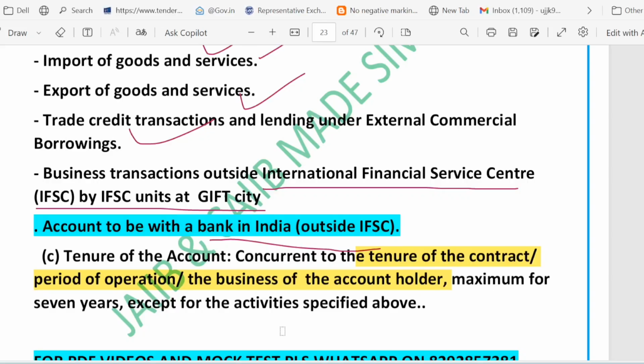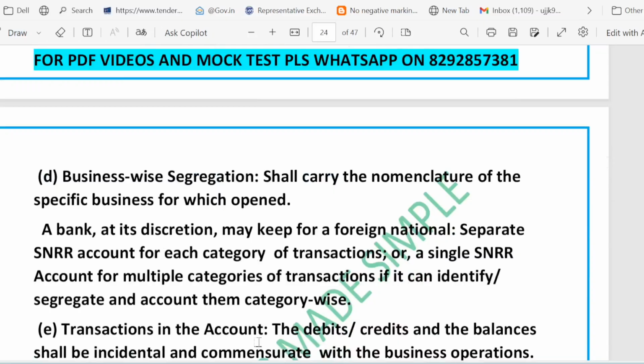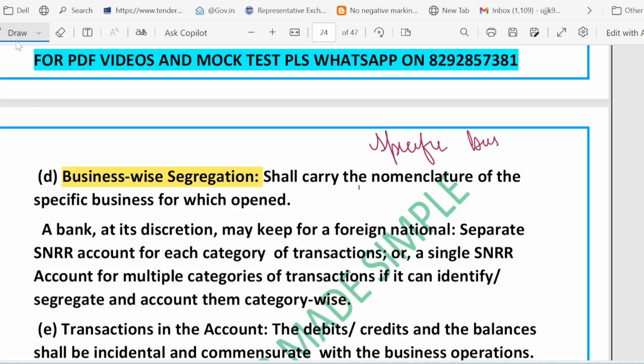It won't normally be a permanent account beyond 7 years. So maximum it can run for 7 years. So if your Indian business lasts 3 years, SNRR account can run through that time. Now let's look at the business-wise segregation. So what is the meaning of this business-wise segregation? Let's understand. So the bank will label the account for a specific business purpose, right? So the bank will label the account for a specific business purpose.